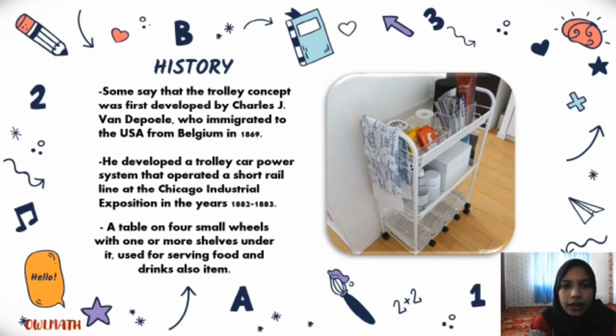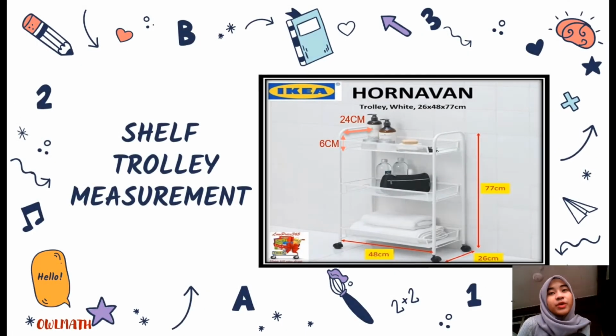So here is the shelf trolley measurement. For each rack, the length is 48 cm, the width is 26 cm, and the height is 6 cm. For this trolley, the height is 77 cm, and the length of the side view is 24 cm.